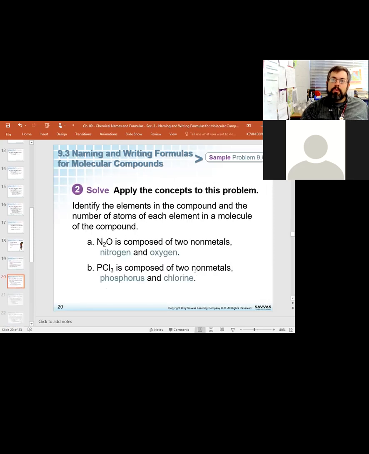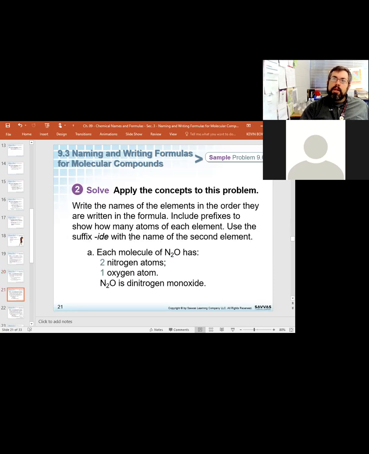But here we go. So anyway, yes, we've got 2 nonmetals. Now we've got to have the names, so the names are nitrogen and oxygen. You have to know the numbers, 2 and 1. So we want to have the prefix di for 2 and mono for 1.